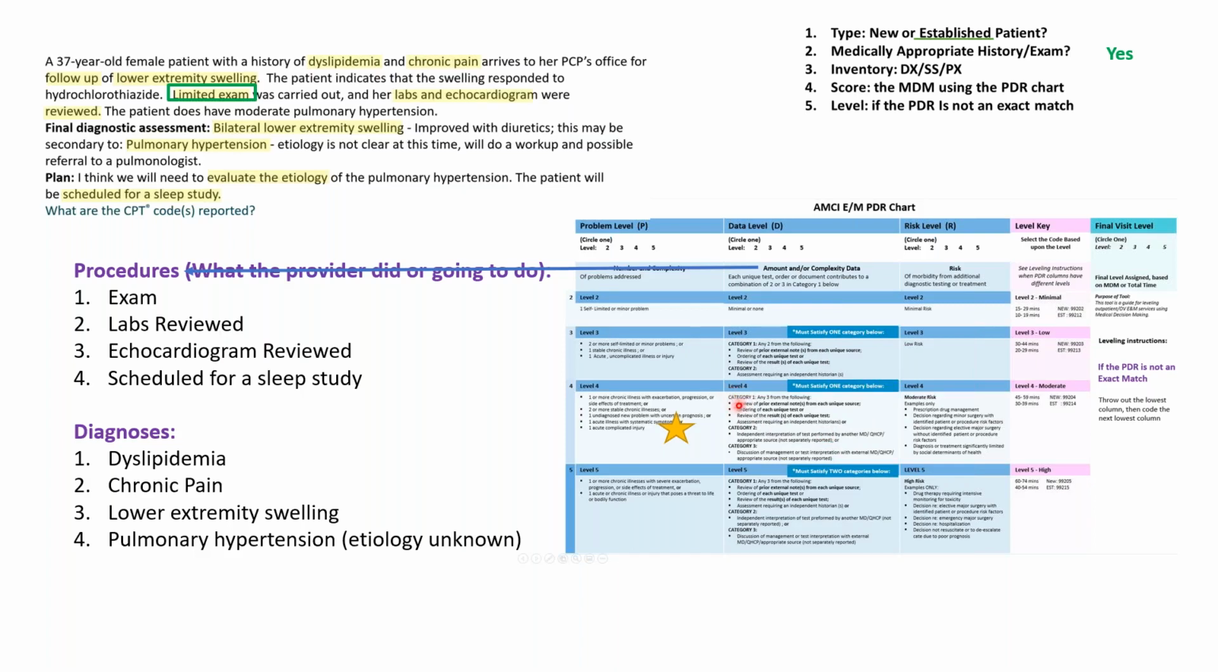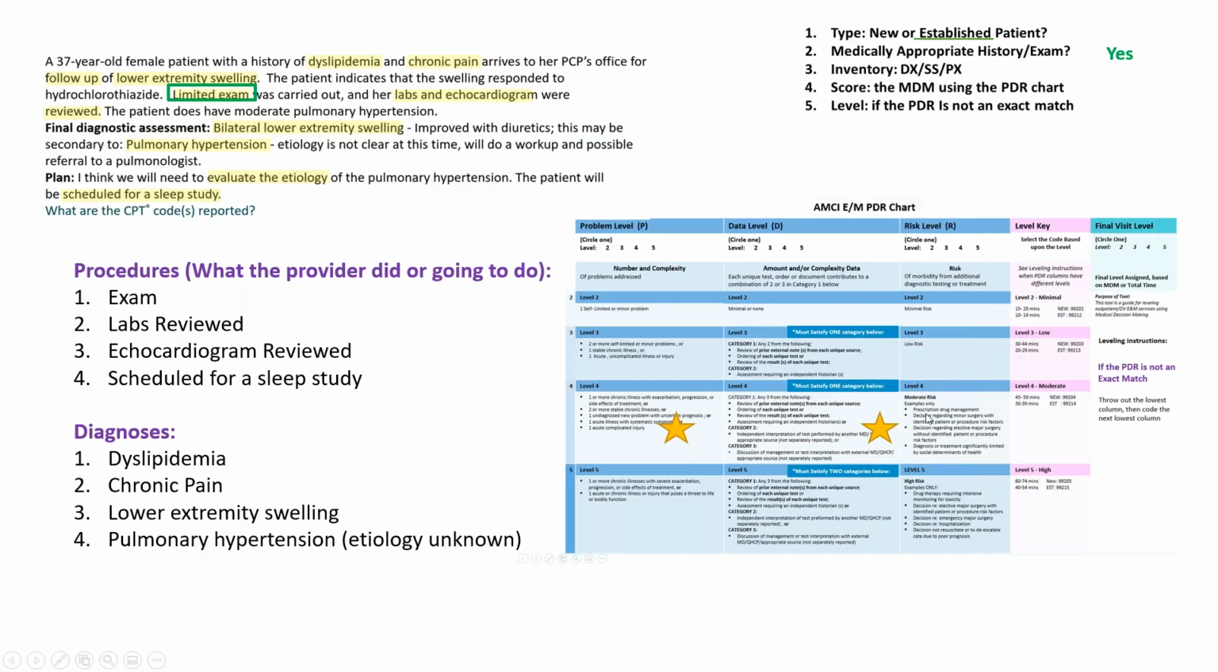So let's look down. Yes, if we look in level 4, any 3 from the following. Absolutely. We meet each unique test. We have 2, an ordering of a unique test. So I like level 4. There's no independent interpretation of tests. There's no discussion of management. If we go to 5, you have to have 2 of the categories. I like level 4. And finally, the risk.